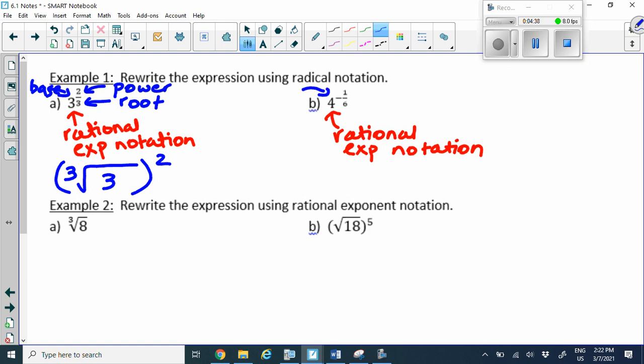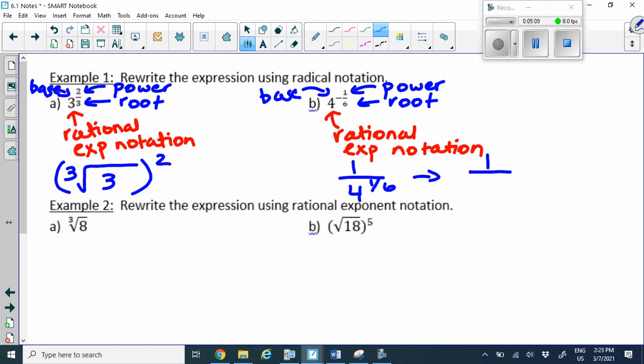So 4 is going to be our base. The 1 is going to be our power. And then 6 is going to be our root. Okay, now notice we do have a negative exponent on part B. So before I change it into that radical notation, because that 4 to the negative 1/6 is in the numerator, I'm going to bring it to the denominator, which allows us to make that exponent positive. Now I'm going to go ahead and rewrite. So 1 over, we're going to have the 6th root.